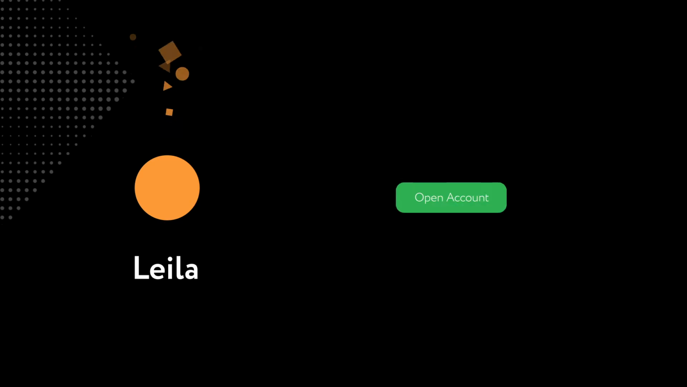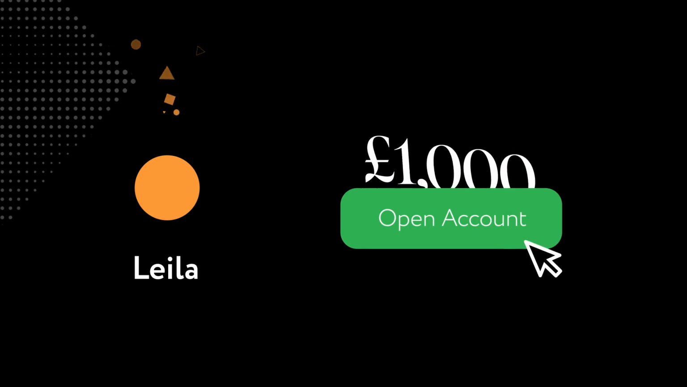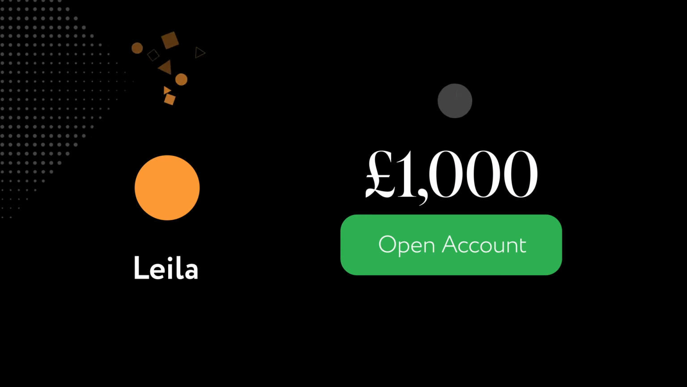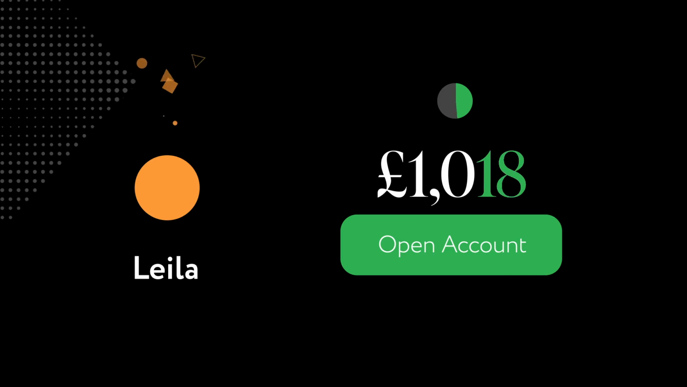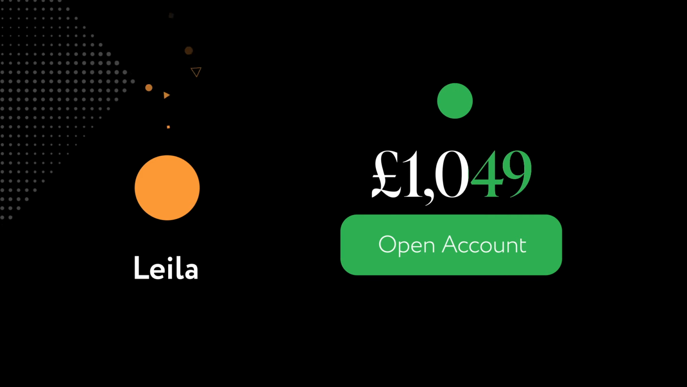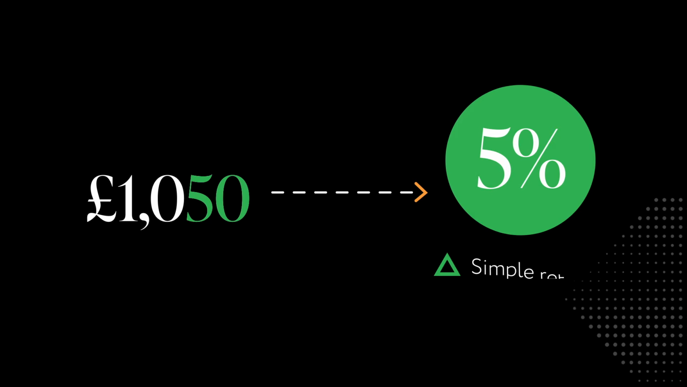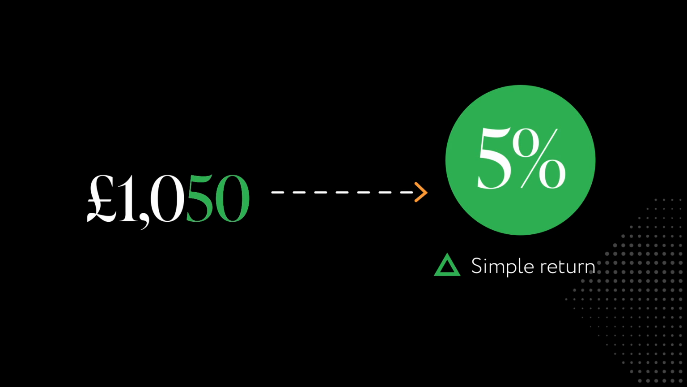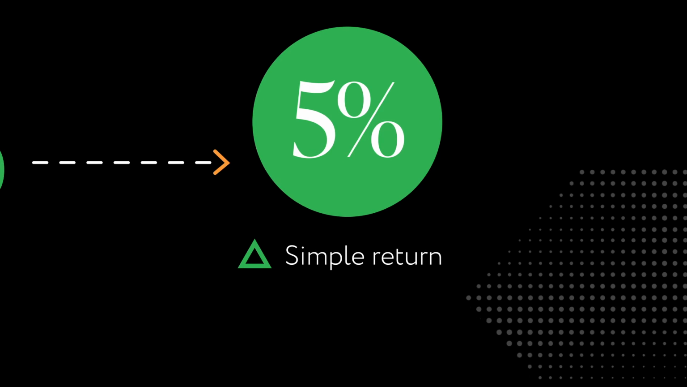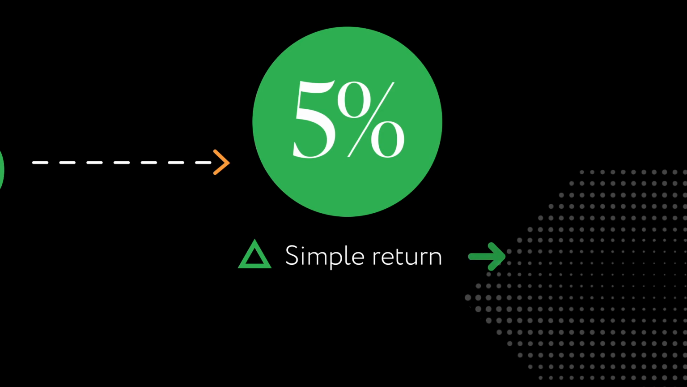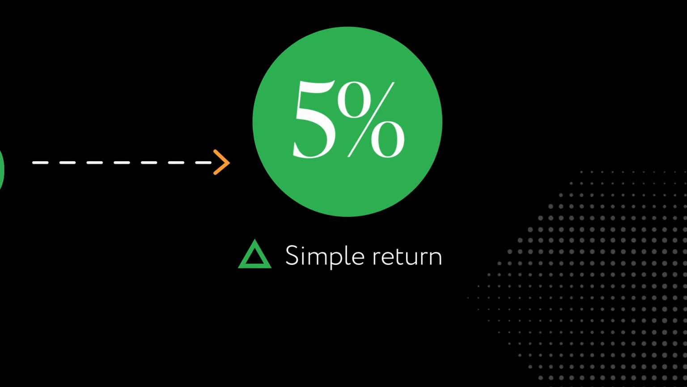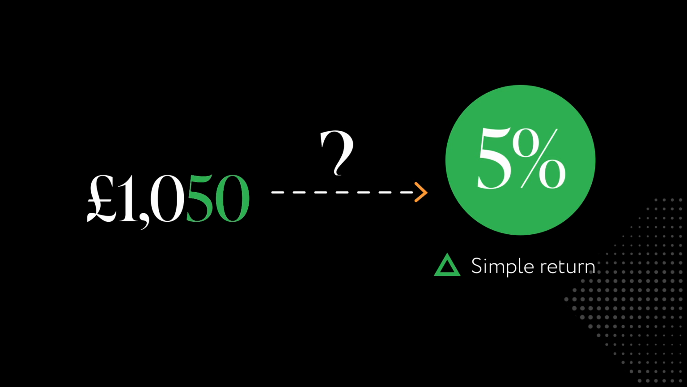Layla opens an account with Nutmeg with an initial investment of £1,000. After a year of investing with us, despite a few ups and downs, she finds that her account contains £1,050. That extra £50 is equivalent to a 5% simple return, because £50 is 5% of £1,000. Effectively, this expresses the difference between what she's put in and what she has at the end, which is what investing is all about. So why do we need an alternative way to calculate the return?